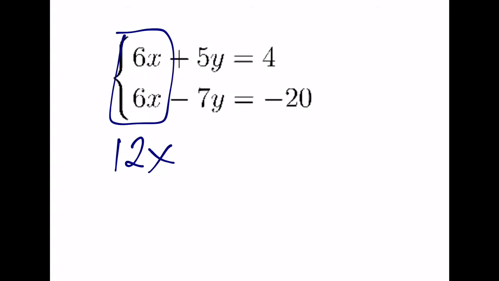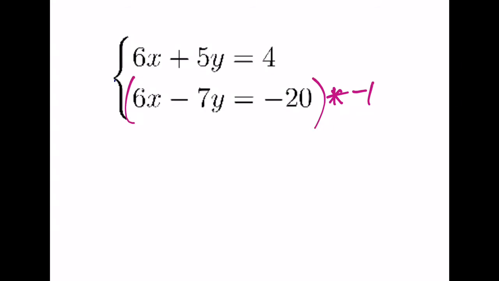So what can I do? The trick is I can multiply this second equation by -1, which is a fancy way of saying I'm going to change the sign for all of the terms. -20 becomes +20, -7y becomes +7y, and 6x becomes -6x. Now, if I look at my x coefficients, I have 6 and -6. So if I add these two together, I get 0x, which means x is eliminated. I don't even need to bother writing it.